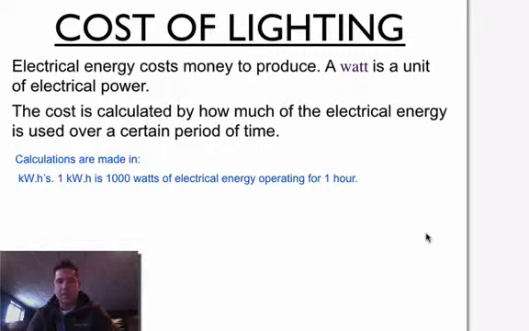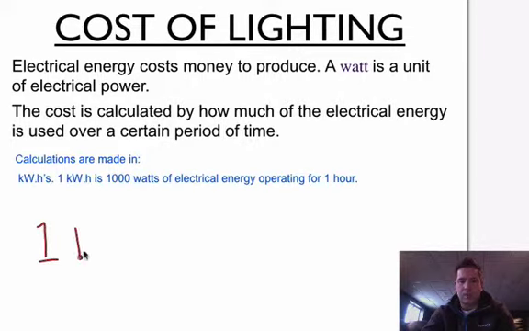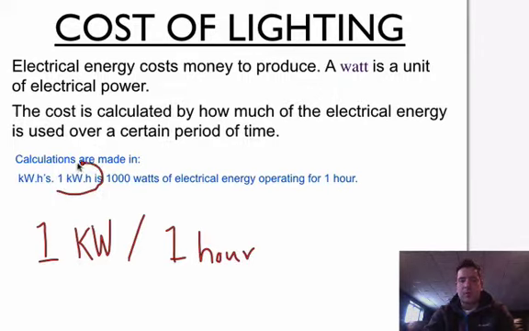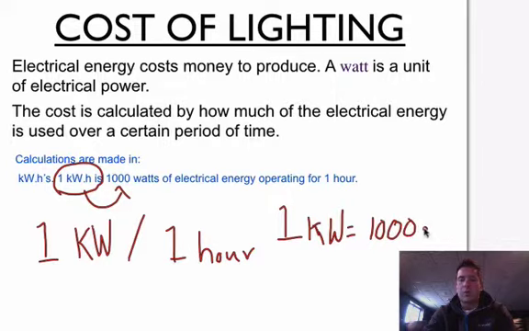An example is if I'm using 1 kilowatt an hour, well that means I'm using 1 kilowatt. That's an uppercase K, sorry, my bad. A kilowatt per 1 hour. Now, if you look here, it says 1 kilowatt is also 1,000 watts. So that's our conversion: 1 kilowatt is equal to 1,000 watts.